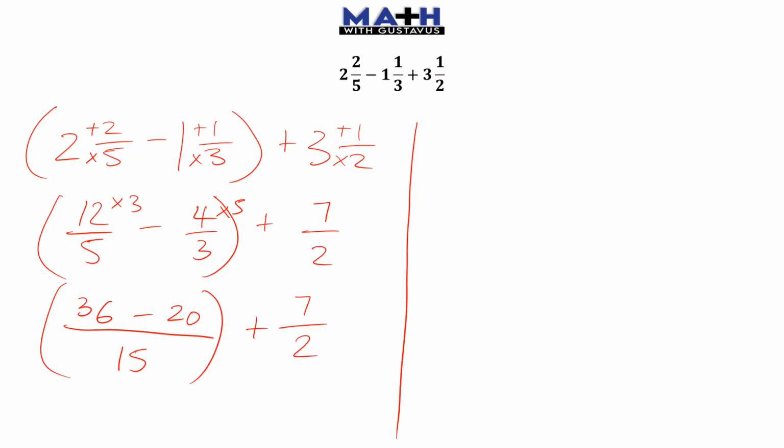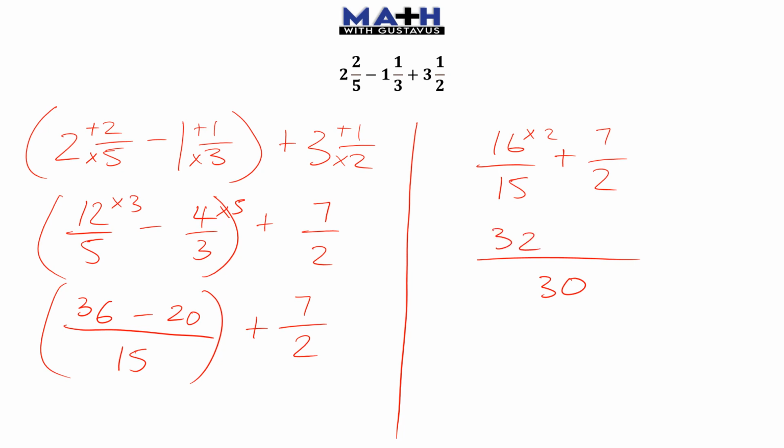In the bracket, we can simplify. Now, 20 from 36, that would leave us with 16. And then we put back our denominator, which is 15. Then when we're through, we add that to 7 over 2. Now, guys, let's add. Remember, when we're adding, we need a common denominator. In this case, our lowest common denominator is 30. So let's divide. Now, 15 into 30, that goes 2 times. All right, so that's 16 times 2, that's 32.